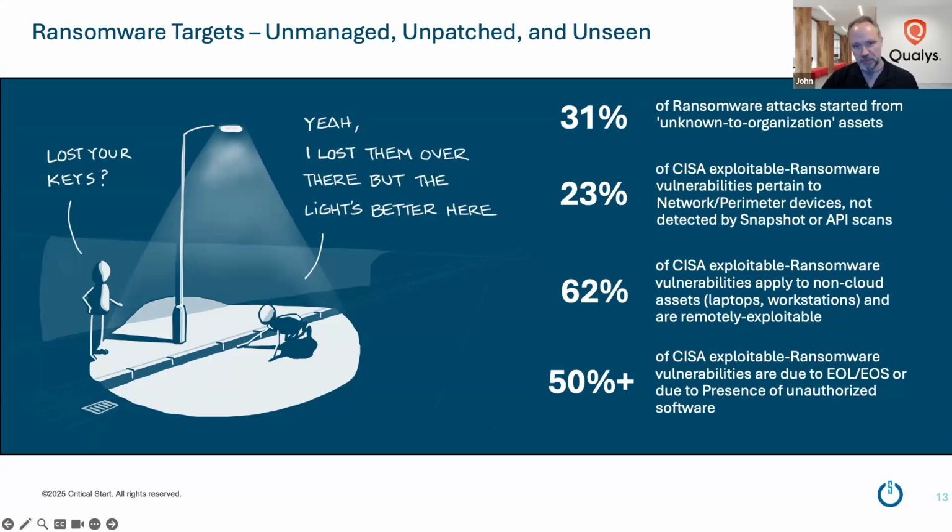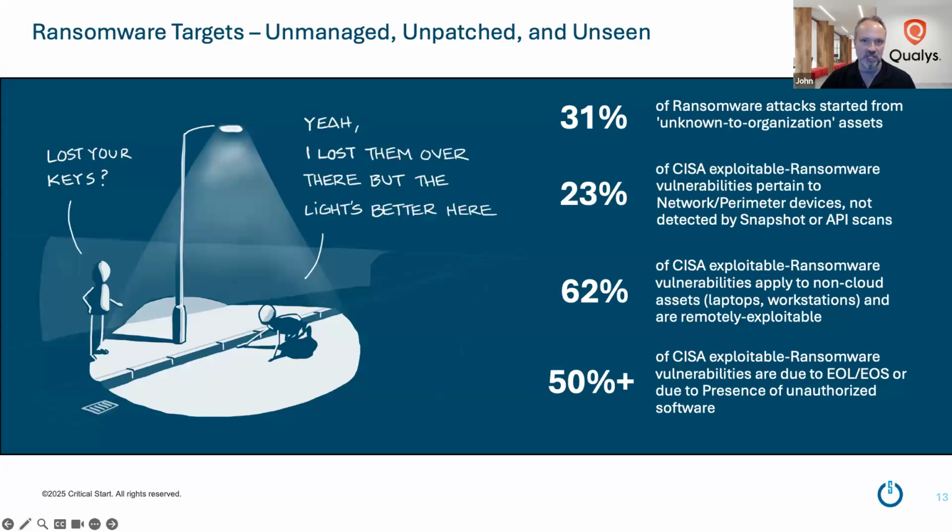More importantly, 62% of non-cloud assets, what we call a laptop or workstations, are still remotely exploitable due to the various ways that the attackers, like you said, are getting their foot in the door, like those phishing emails you alluded to, or those malicious links or attachments running exploits. But more importantly, this last one: over 50% of all these ransomware attacks and these vulnerabilities are due to end of life or end of software vulnerabilities, or even unauthorized software. And whether it's unauthorized or just not supported anymore, they're attacking vulnerabilities in endpoints with applications on them that have no business being on them in the first place. And that becomes a real problem with these assets.